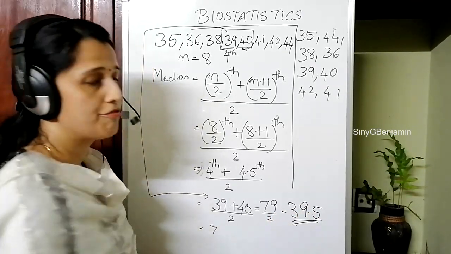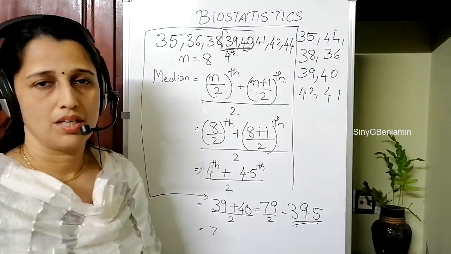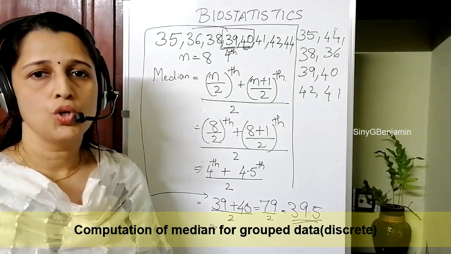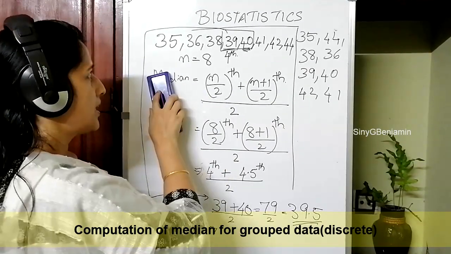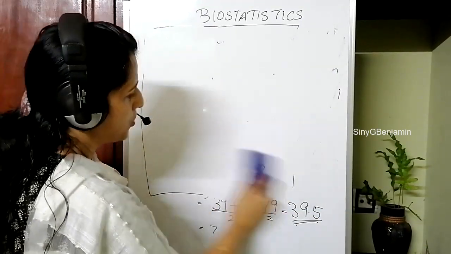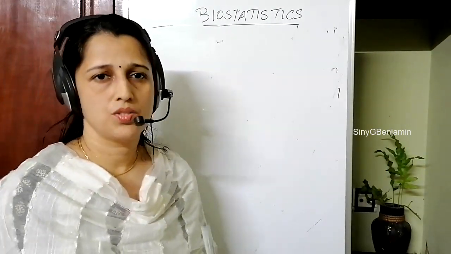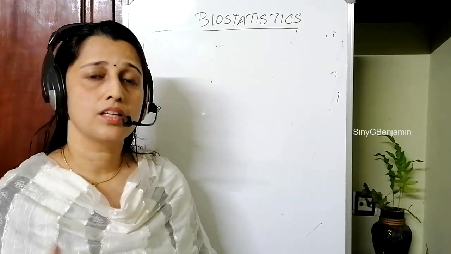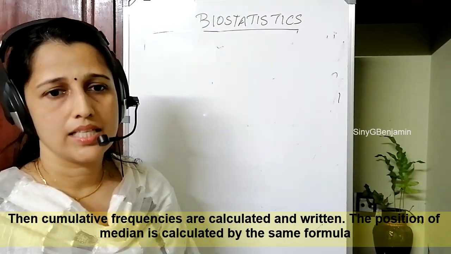So 39.5 is the median value in this set of observations. Now let's see how to compute the median of grouped data or discrete data. In discrete data, the data will be given in frequencies. In computation of median for grouped data, the main thing we have to be careful about is finding the cumulative frequency and arranging the data in ascending order, as we did now.